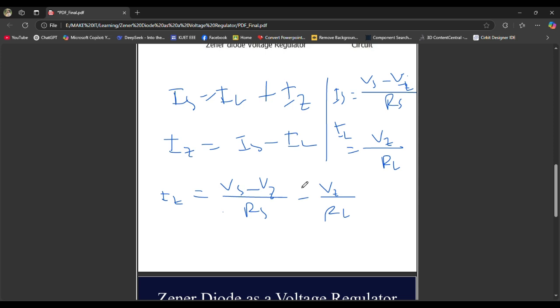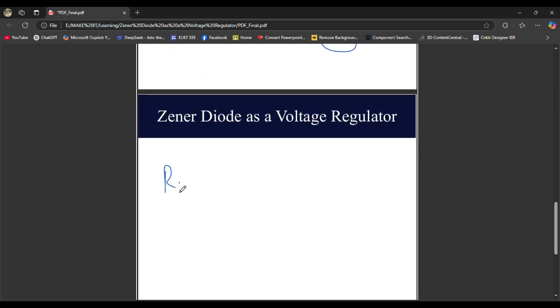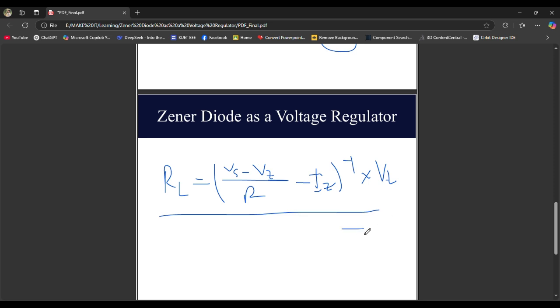In this equation we can see that we can make a relation between RL and IZ. So let's say this is equation 1. We have to get this RL value from the known range of IZ, so we have to put RL on one side. Then RL is equal to Vs minus Vz divided by Rs minus Iz, whole inverse, multiplied with Vz. This is the equation that I wanted in case 1.